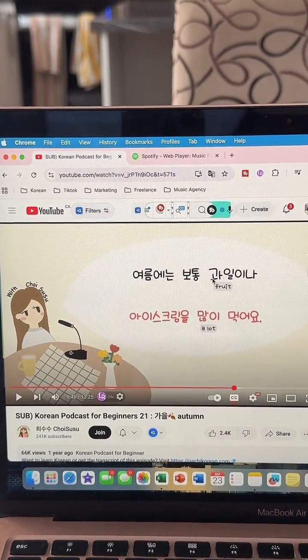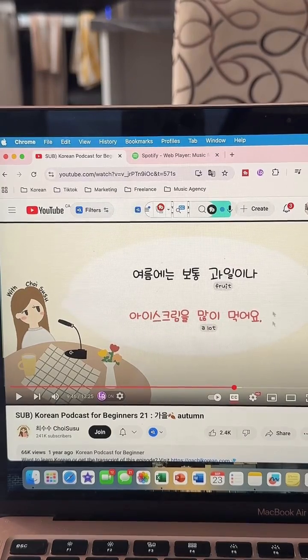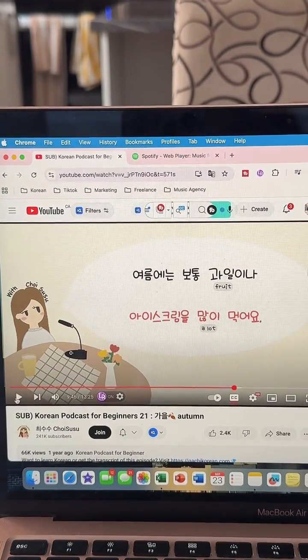So summer time is the time for fruit and ice cream, basically. And then fall time is the time for 붕어빵 that we saw earlier. So let me repeat word by word. In the summertime, usually fruit or ice cream, a lot, eat. So this sentence was quite simple. So let's jump to the next sentence. However, if there is anything that you are not sure to understand about that one, feel free to comment down below.